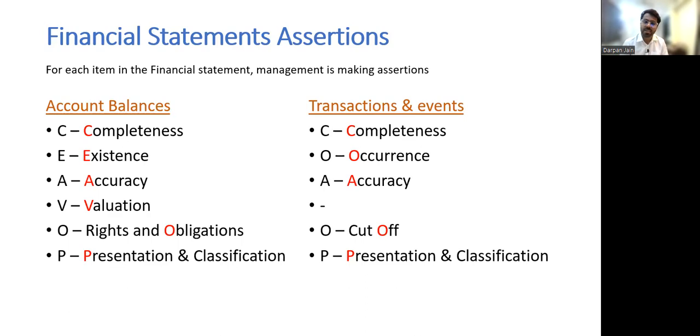Similarly, your trade payables are classified as your current liabilities. So presentation and classification also you need to check. Correct? You need to check whether they have classified and presented everything correctly or not in the balance sheet. So CEAVOP, CWOP: C, completeness, E, existence, A, accuracy, V, valuation, O, rights and obligation, and P, presentation and classification.